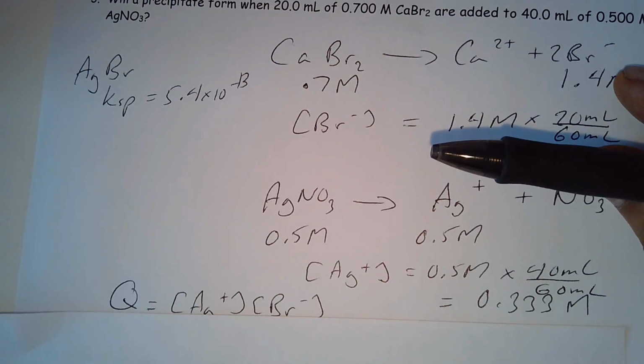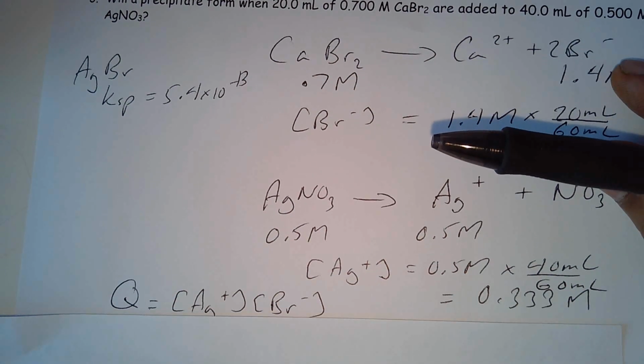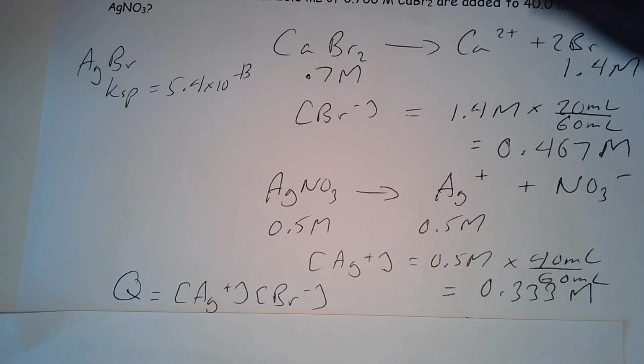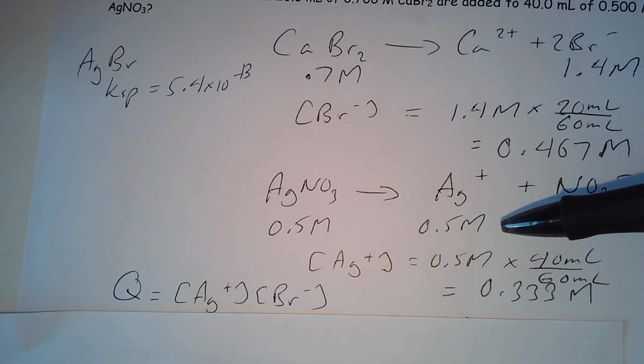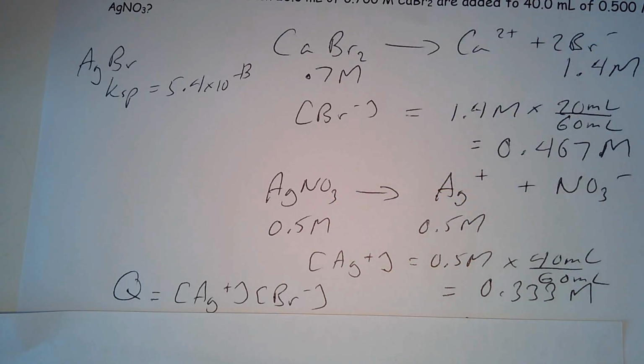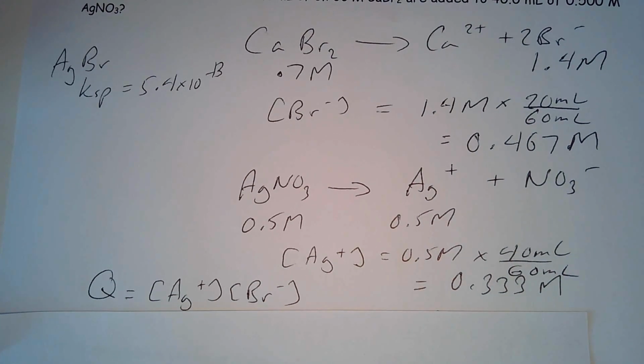Okay, so do the same exact thing with the silver nitrate. There's 0.5 molar, so there's 0.5 molar of the silver ion, and then multiply that by the dilution factor, 40 over 60, because there's 40 of this one, you get 0.33.